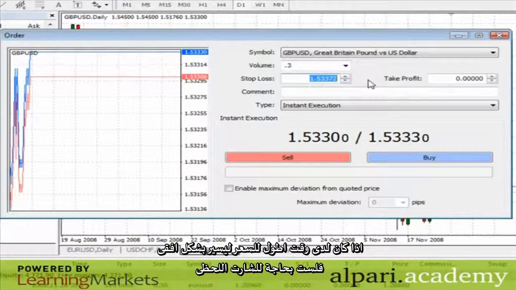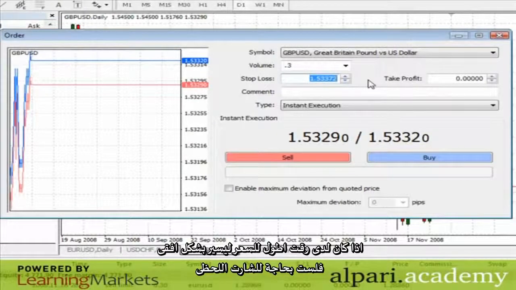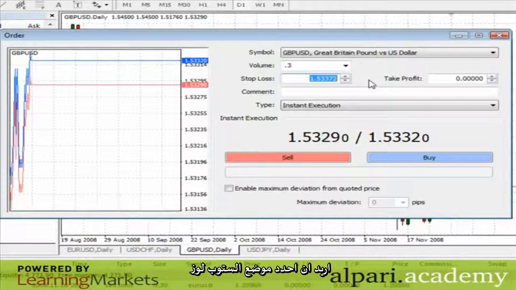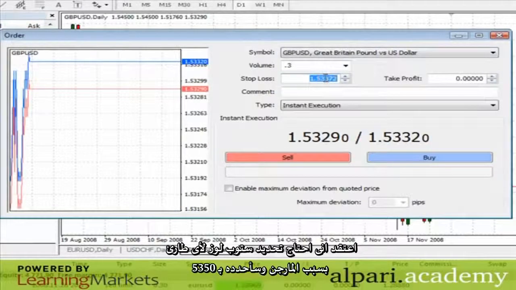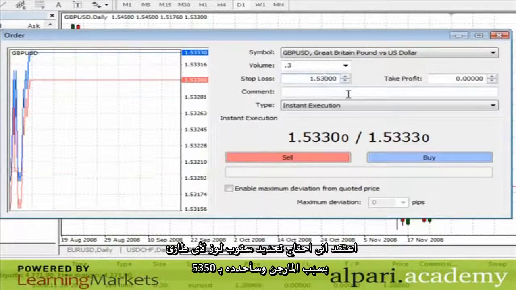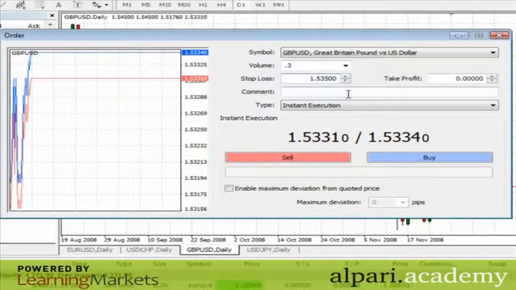Now if I have a little bit of a longer time horizon, I'm not trading normally off the tick charts, I can then type in where I really want this stop loss to be. So currently we have prices at about 53.32. And I think I want a reasonable margin for error. Maybe I'm going to set my stop loss up here for a short position at 53.50.